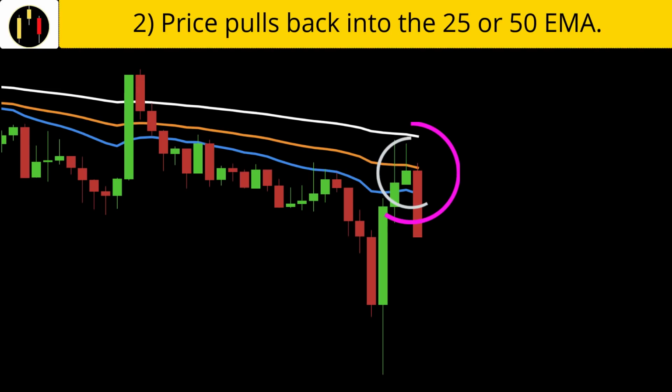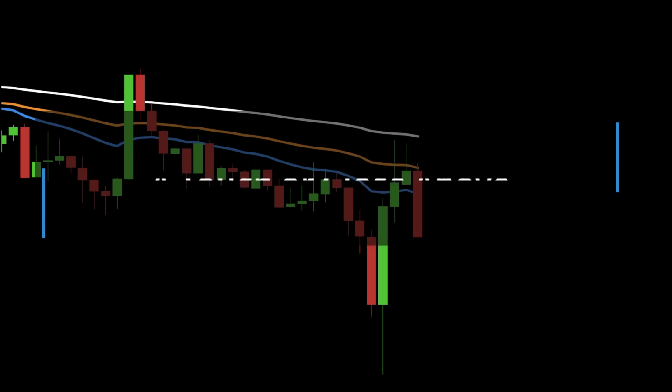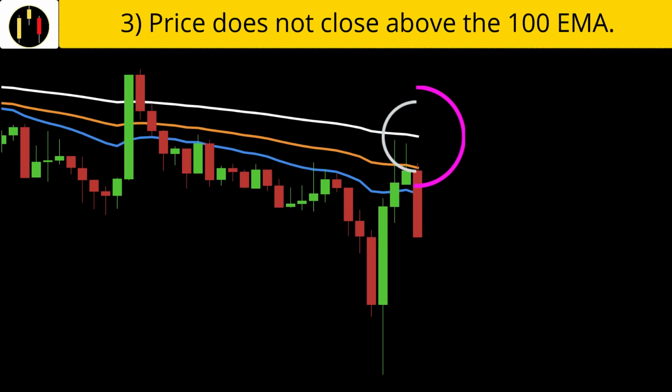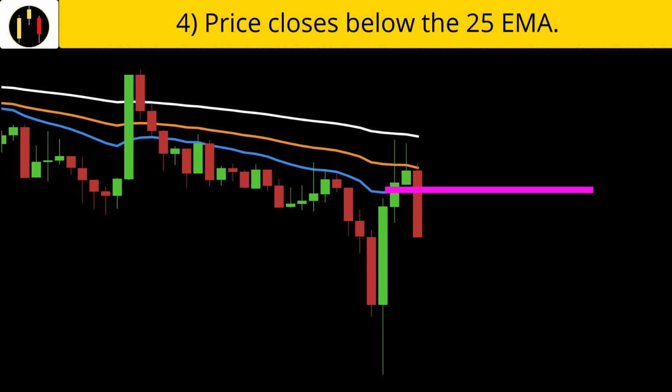Second, price must pull back into either the 25 or 50 EMA, which can either be a touch or close above the line. Next, make sure that price does not close above the 100 EMA, which could mean a change of the trend. Finally, price closes back below the 25 EMA in blue.